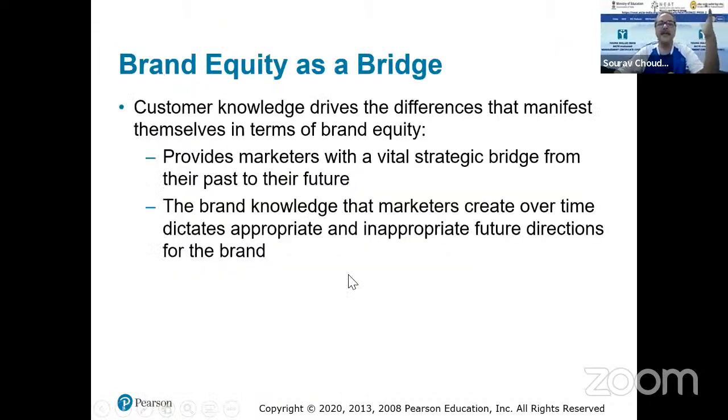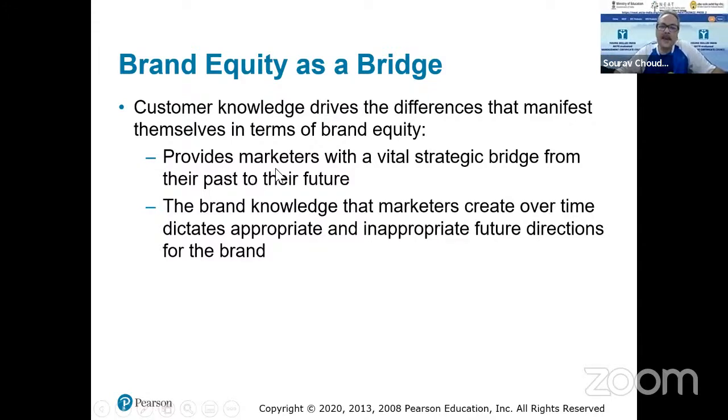Brand equity as a bridge. Customers' knowledge drives the differences that manifest themselves in terms of brand. How much does the customer know about your brand? The more the customer knows about your brand, the more the customer will prefer your brand, the more the customer will differentiate your brand from your competitor, the more the customer will love the brand and desire the brand.